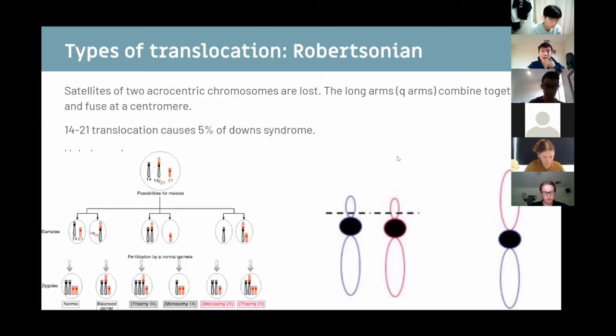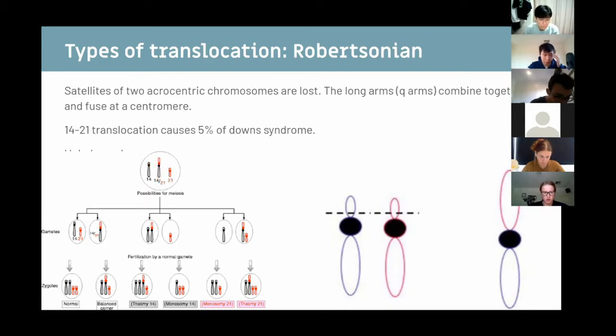Robertsonian translocation is an example of a clinical implementation of this translocation. I cut off some of the words there. So the satellites that we've talked about in acrocentric chromosomes are lost. And that means the long Q arms combine together and fuse at the centromeres. So you can see that here. This bit and this bit were lost for this chromosome. And the long Q arms fused together.